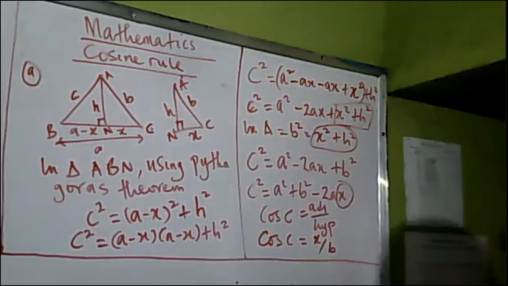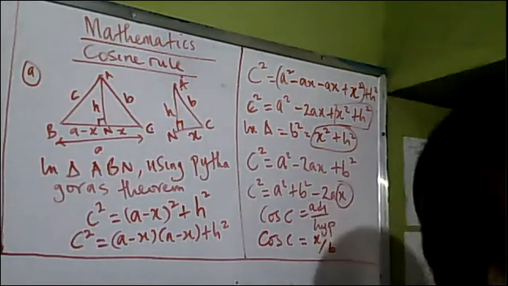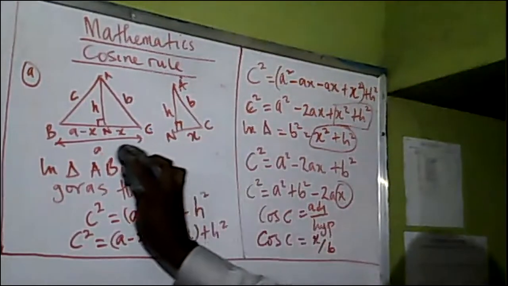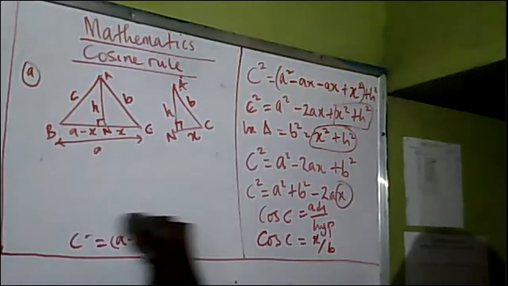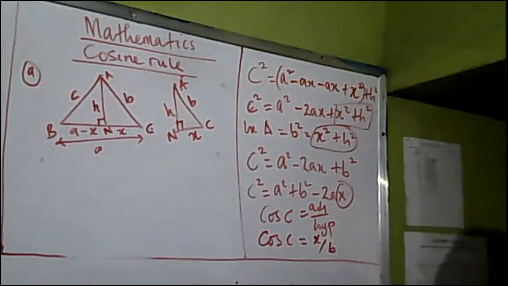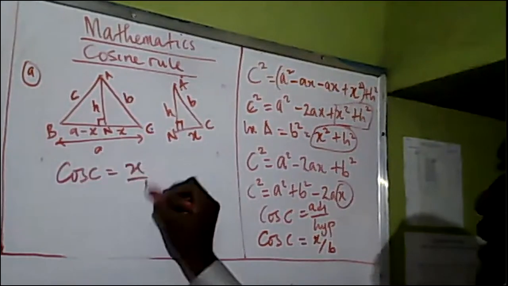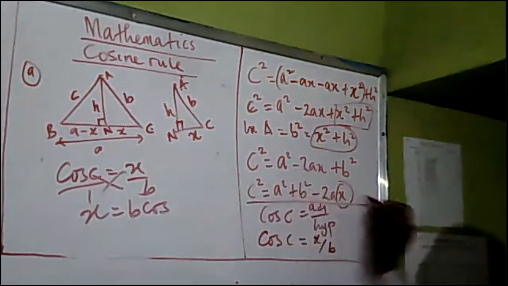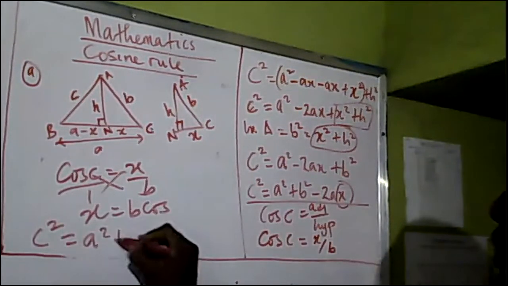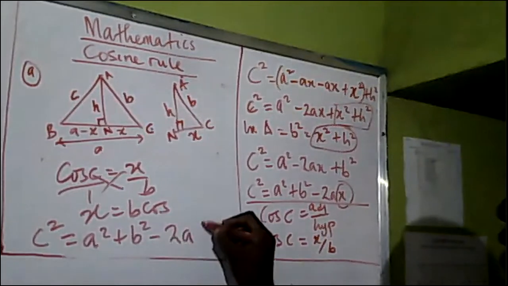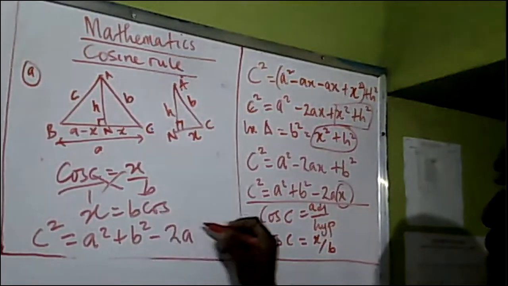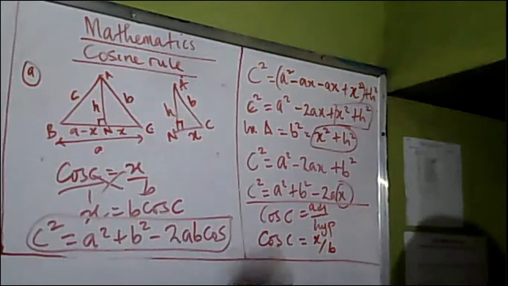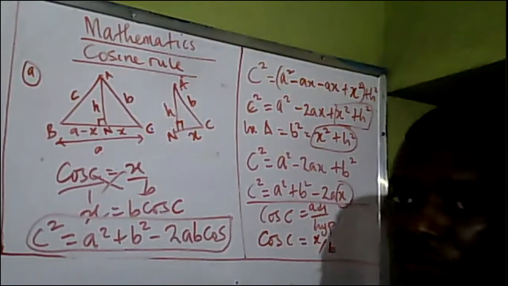So I'm going to rub this other part off. cos C is equal to x over b. If we cross multiply, x is equal to b cos C. So going back to this place, c squared is equal to a squared plus b squared minus 2a, and instead of writing x, you write b cos C. This is the cosine formula.